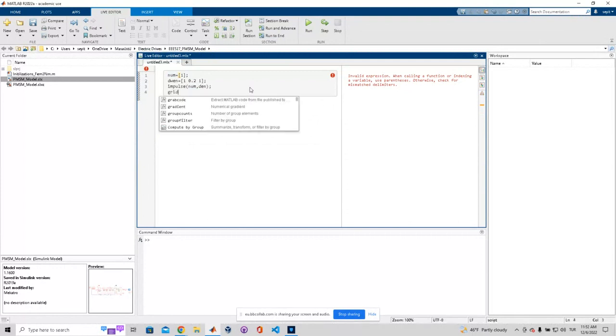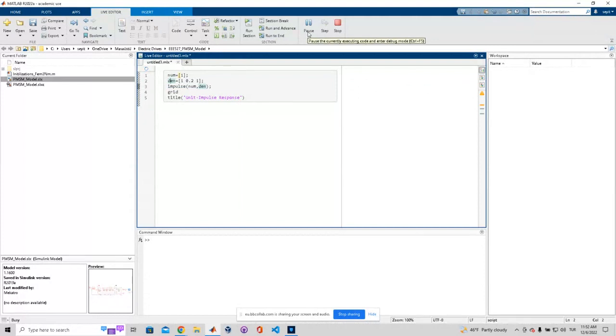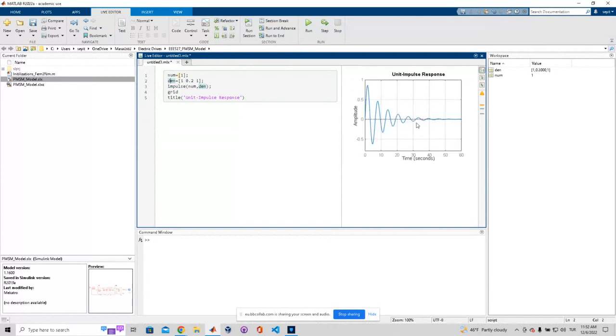I need to add grid, and then we can add a title again, right? Open parenthesis, and you can write your title for the graph. Let's say unit impulse response. Yeah, so this is how you get the impulse response of a system. Let's define the denominator, and you can just run it simply. Yeah, this is your unit impulse response.